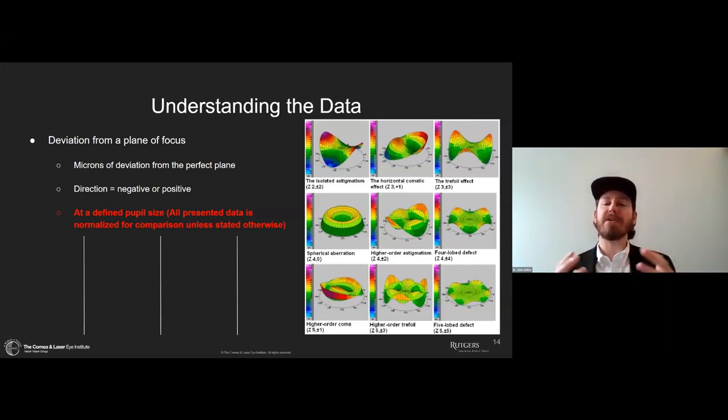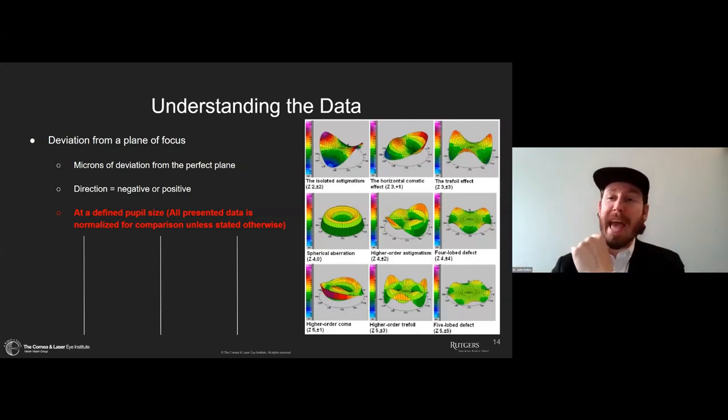Now, when we look at understanding an individual order within this, we're looking at the deviation from a plane of focus. So how do we understand wavefront data? When I say, hey, this individual has 1.5 microns of coma and it's negative coma, what does that mean? Well, what we're talking about is the deviation from perfect plane of light. So let's say in the example on the bottom left, what we're going to see is this is a perfect model eye.